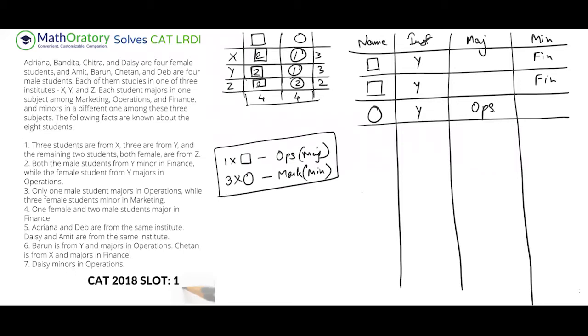Next, one female and two male students major in finance. Again, this is something very relevant. There is one female and two male students who are majoring in finance, right? But understand one other thing: the two male students who are majoring in finance cannot be minoring in finance. So these have to be two different male students. So this is interesting.